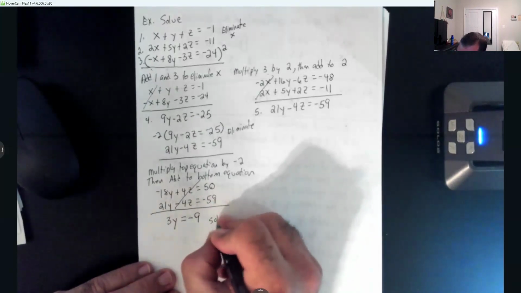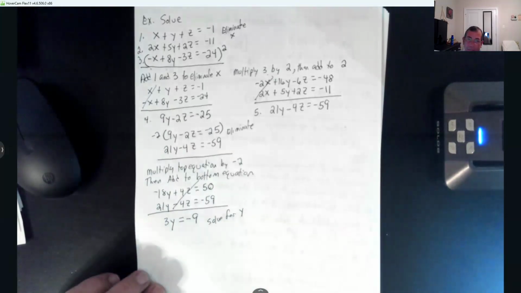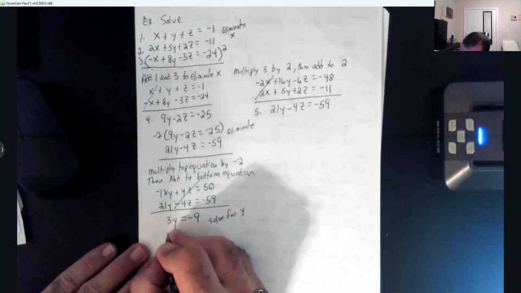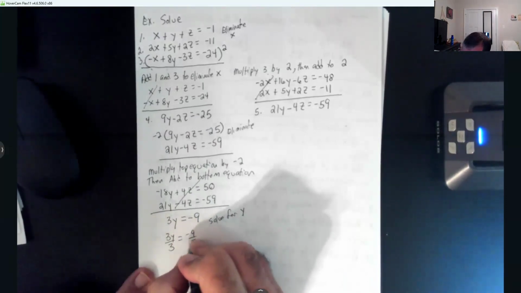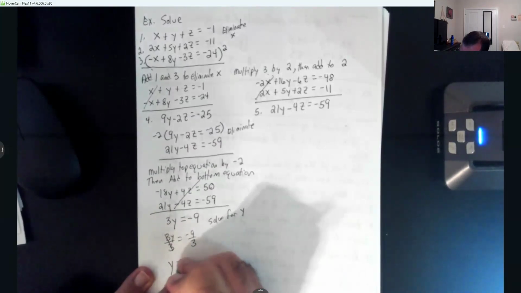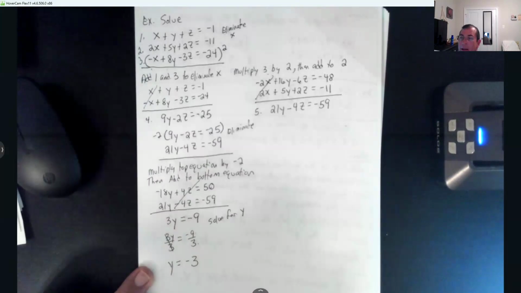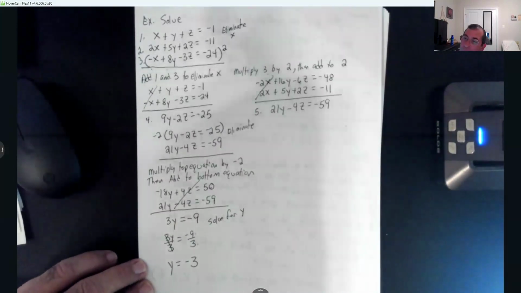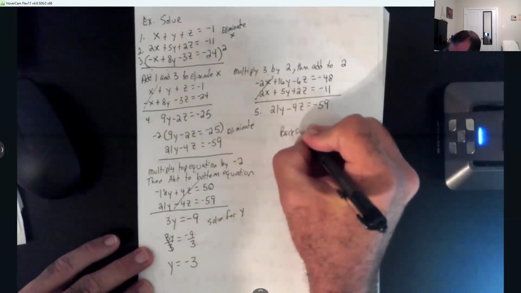And y'all guess what? At this point, I can solve for the y. Oh, and y'all, what are we going to do? Just divide by 3 on both sides? So that cancels. I get my y. -9 divided by 3 gives me a -3. So I now know what one of those 3 variables is. So what I'm going to do is a lot of back substitution.